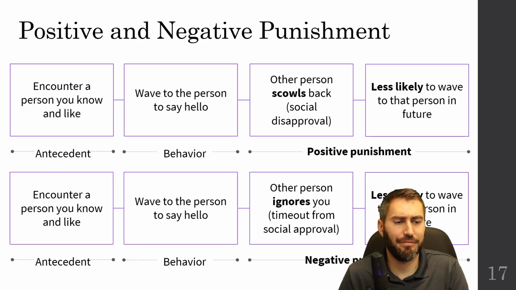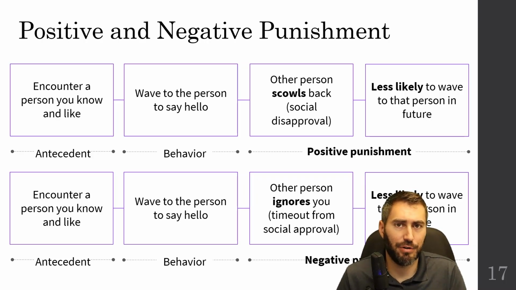On the other hand, negative punishment is where we're taking something away and, again, going to reduce that behavior. So we encounter a person we know and we like, and we wave hello to that person, and the other person ignores us. So they take away that positive approval, and so that's going to make it less likely for us to try to wave to them in the future.